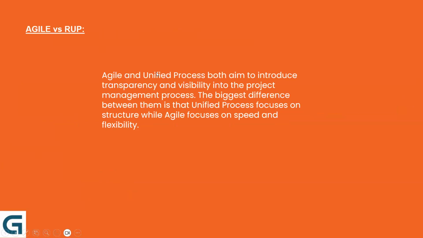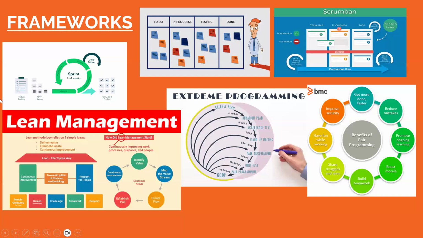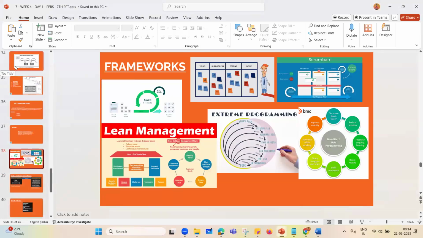Now let's understand Agile versus RUP. What is the difference? Agile and unified process both aim to introduce transparency and visibility into the project management process. The biggest difference is that unified process focuses on structure, while Agile focuses on speed and flexibility. Understood? RUP is more structure oriented. It means they are still abiding by some processes and giving importance to the process. However, agile strengthens the approach, which we may call an adaptive approach.